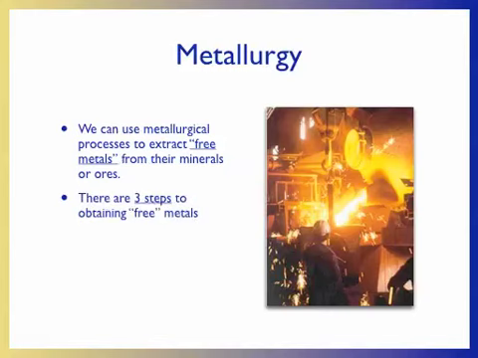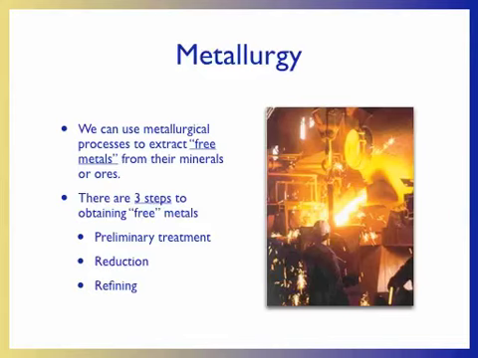The metallurgical process involves 3 stages. First is a preliminary treatment that helps to concentrate a specific mineral from its ore. We then take the mineral and reduce it. This involves reducing the metal ion to the oxidation state 0, which gives the free metal. Then finally, we take the impure metal and refine it. We will talk about each of these steps individually.